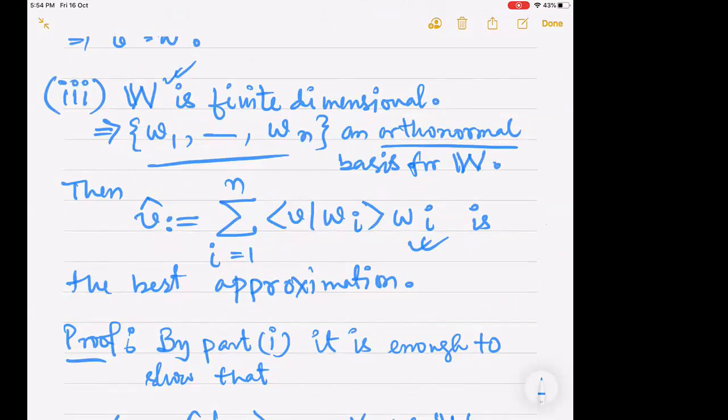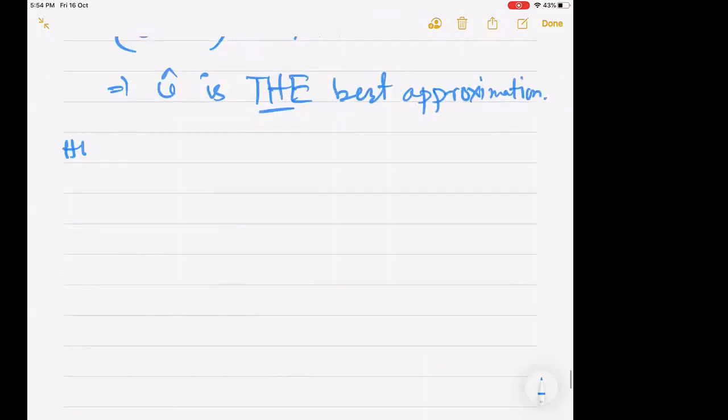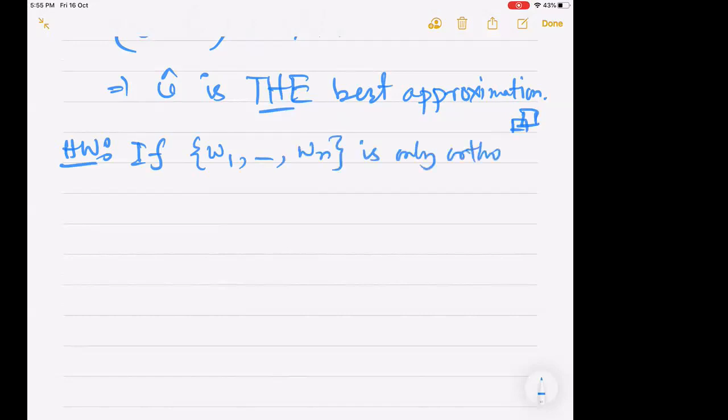Just one simple homework for you. If so, this completes the proof. So if W1 up to Wn is only orthogonal and not orthonormal, then find out the expression for the best approximation. This is your homework problem.